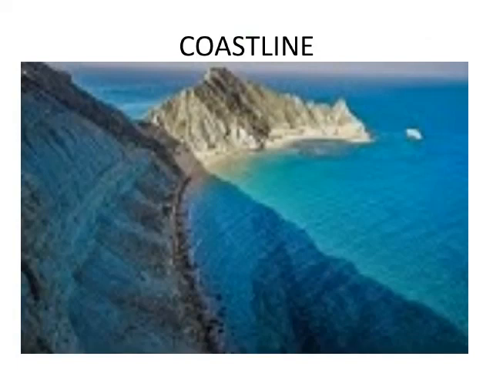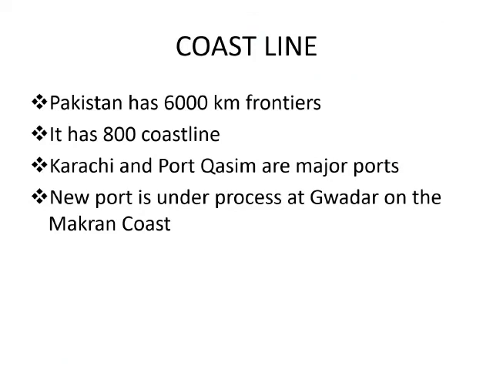Dear students, now we will talk about the coastline. Pakistan has about 6,000 kilometers of frontiers, but only about 800 of these are coastline. The only major ports are Karachi and Port Qasim. A new port is being developed at Gwadar on the Makran coast, while the rest of the Makran coast is largely undeveloped at the moment.